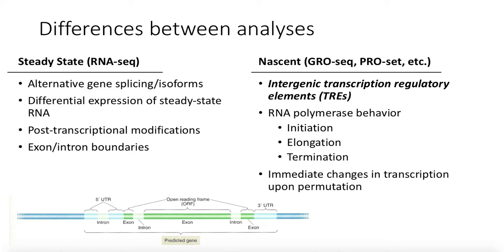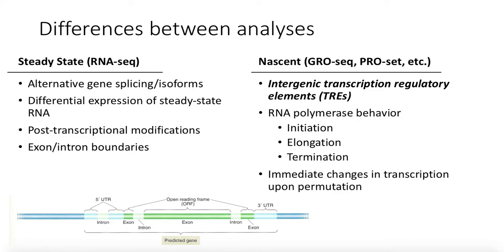For steady state, which we're just going to use RNA-seq as an example in this video, you can gain information such as gene splicing, so you can get information on isoforms, different gene isoforms. You can get information on differential expression of steady-state RNAs, so you can imagine mRNA, gene-expressing transcripts, protein-expressing transcripts, post-transcriptional modifications. You can get information on exon and intron boundaries, so on and so forth. So basically anything post-transcriptional that includes some sort of editing.